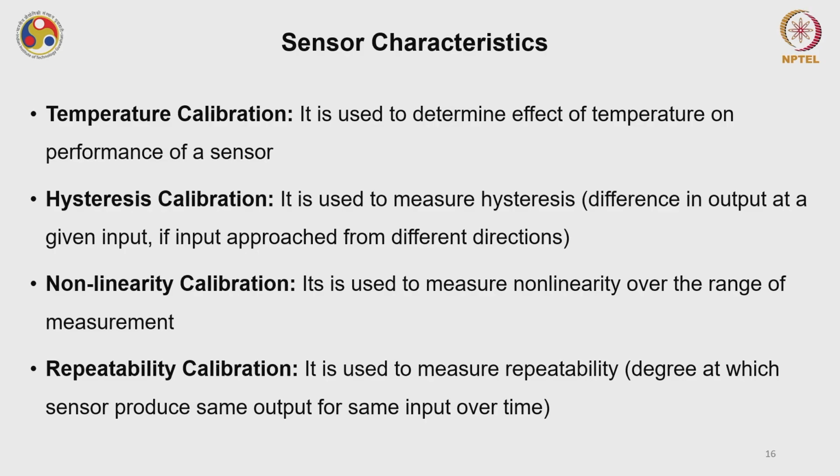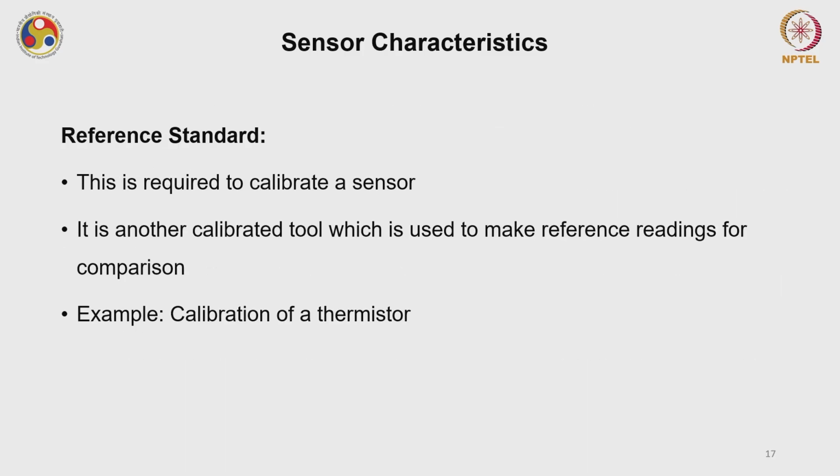And then we can also have non-linearity calibration, which is used to measure non-linearity in the sensor over the range of the measurement. Then I also have a repeatability calibration, which is used to measure repeatability, which is the degree to which a sensor produces the same output for the same input over a long time. We'll see the repeatability in some time. Please note that all this requires a standard reference. So reference standards are always required for calibration of a sensor. It is another calibrated tool which is used to make reference readings for comparison.